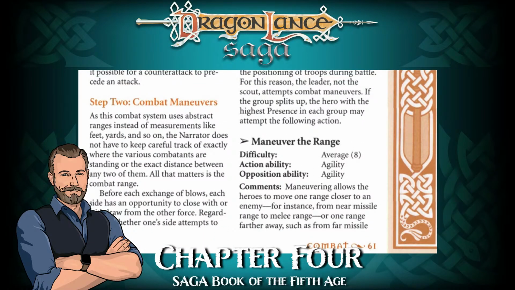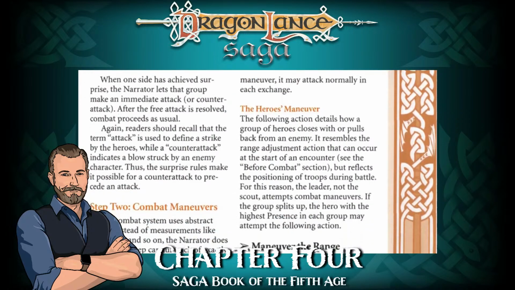Step 2. Combat maneuvers. As this combat system uses abstract ranges instead of measurements like feet, yards, and so on, the narrator does not have to keep careful track of exactly where the various combatants are standing or the exact distance between any two of them. All that matters is the combat range. Before each exchange of blows, each side has an opportunity to close with or withdraw from the other force. Regardless of whether one side attempts to maneuver, it may attack normally in each exchange.